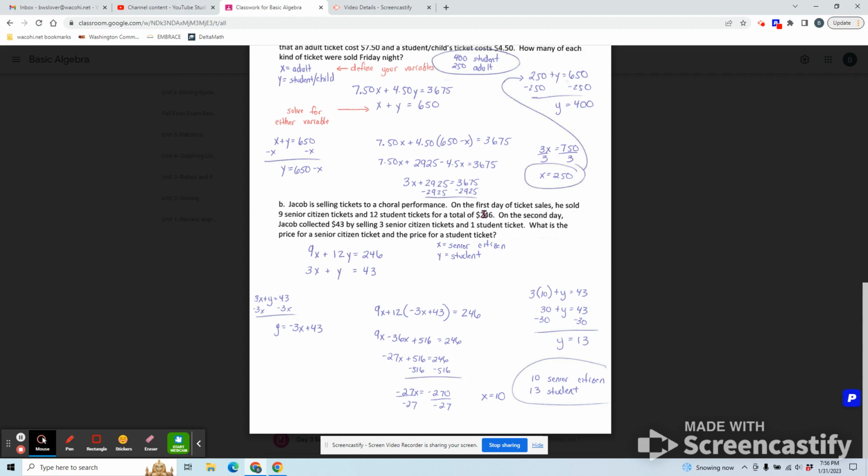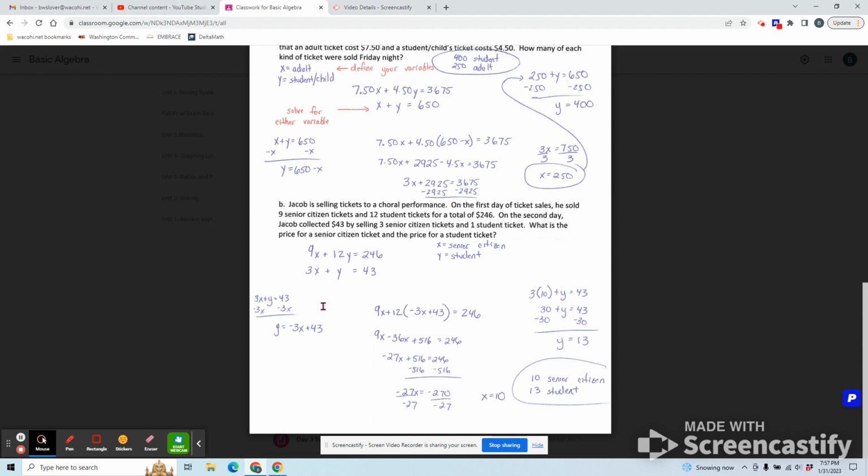Now, in the previous example, we put all of our money ones together. We can't do that because it doesn't make sense to do that. He earned $246 that day by selling 12 tickets and 9 tickets. So that right there tells me there's one of my equations: 9x plus 12y equals 246. I have x as my senior citizen tickets and y as my student tickets. The next sentence: he collected $43 by selling 3 senior citizen tickets and 1 student ticket. And that was $43.